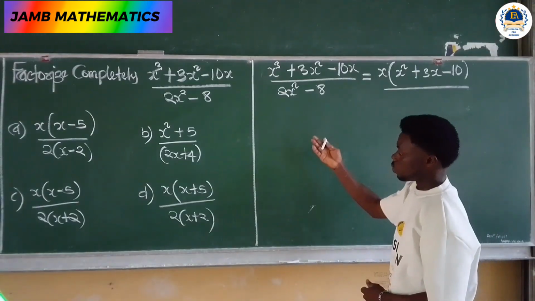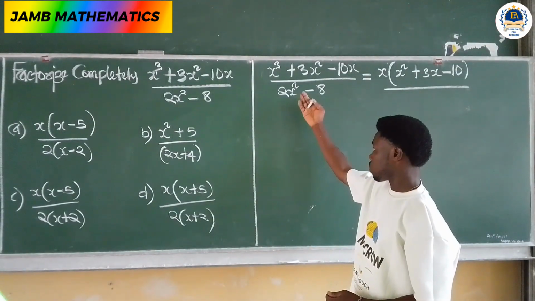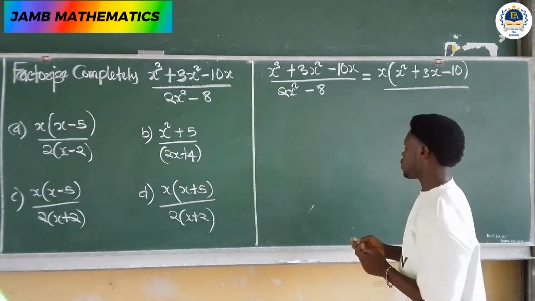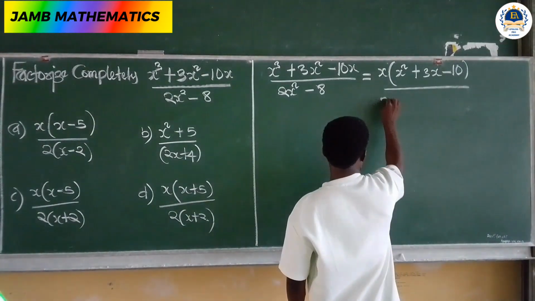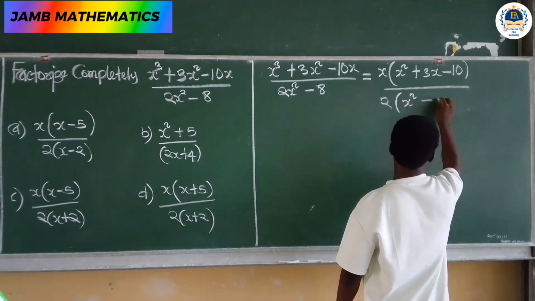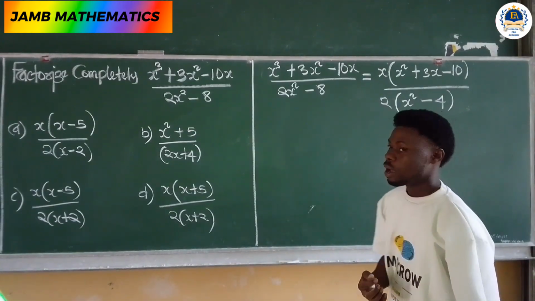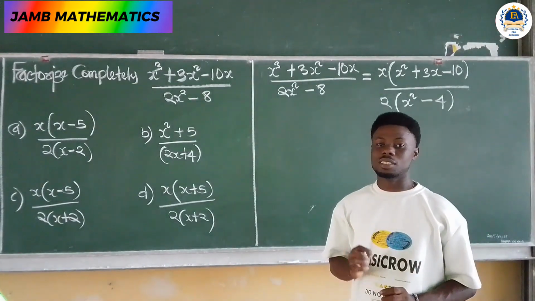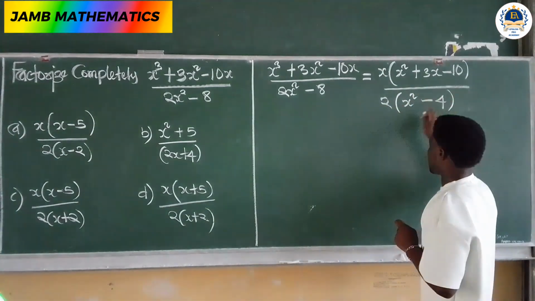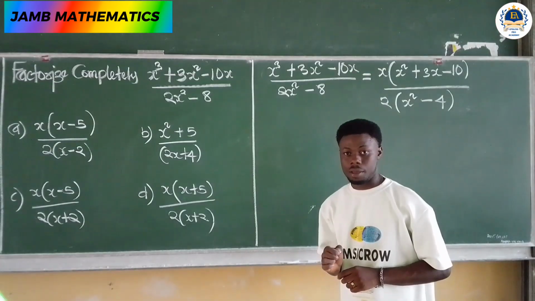At the denominator, what is common between the two terms? Between 2x squared and minus 8, 2 is common. So we factor out 2 by writing 2 in parentheses, x squared minus 4. At this point, we are obtaining a quadratic term in the numerator: x squared plus 3x minus 10.